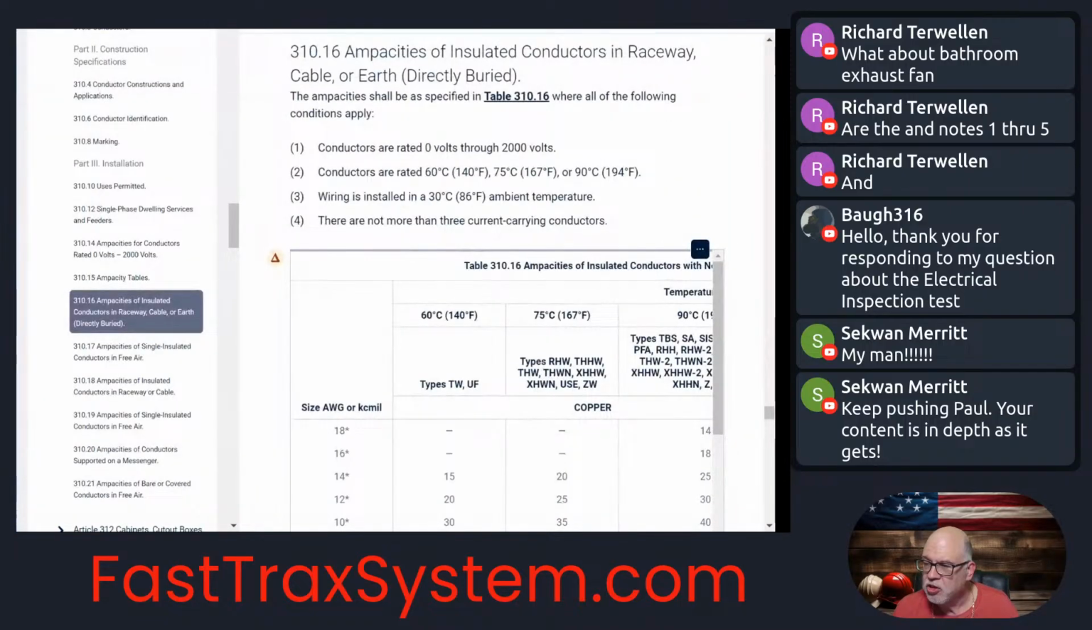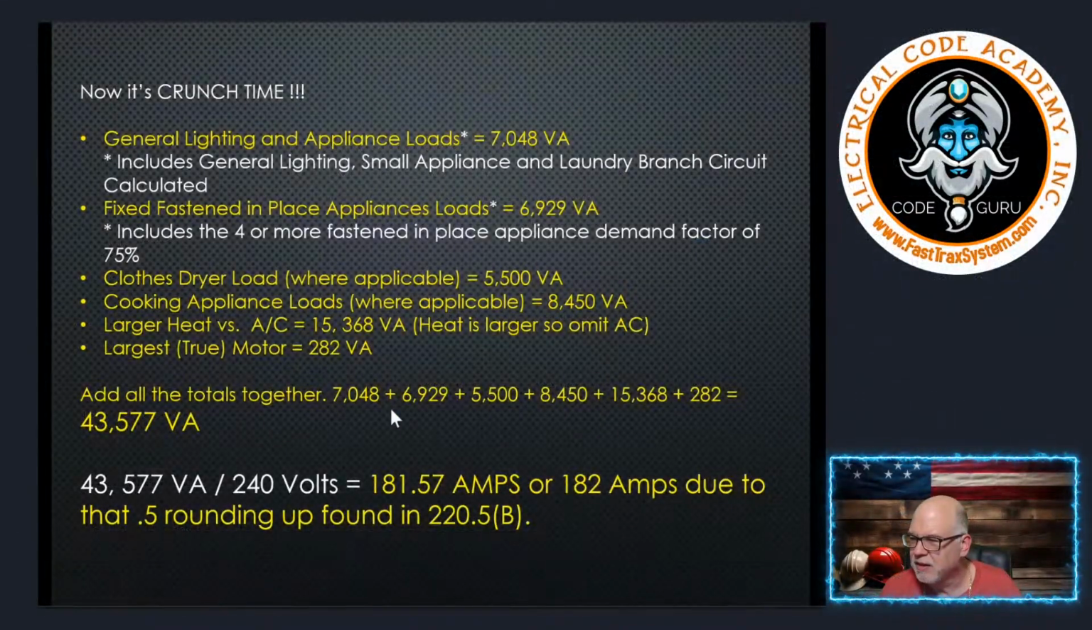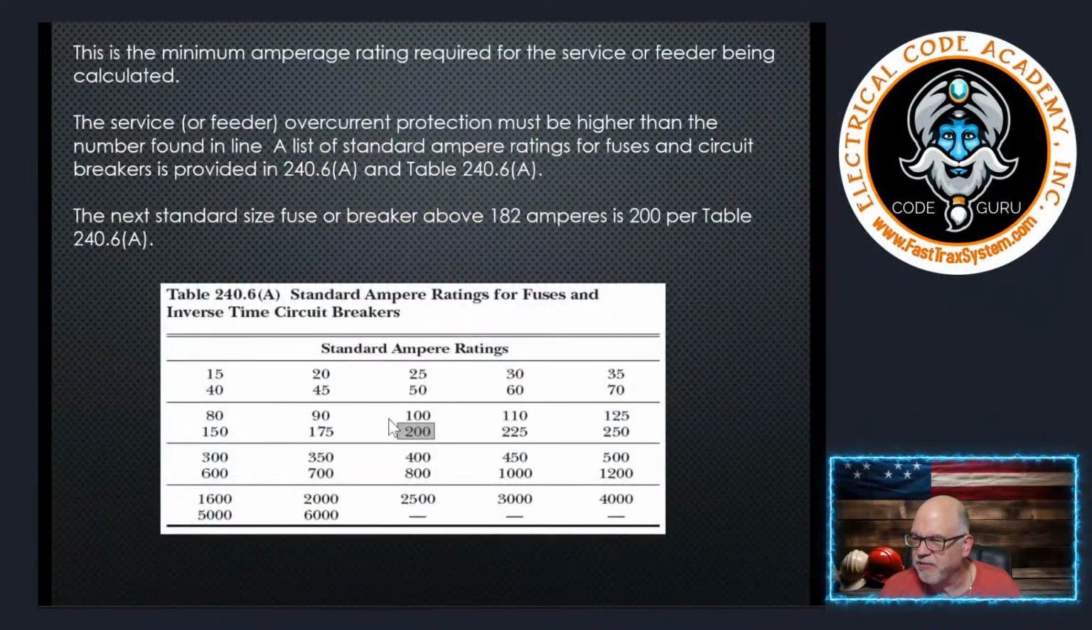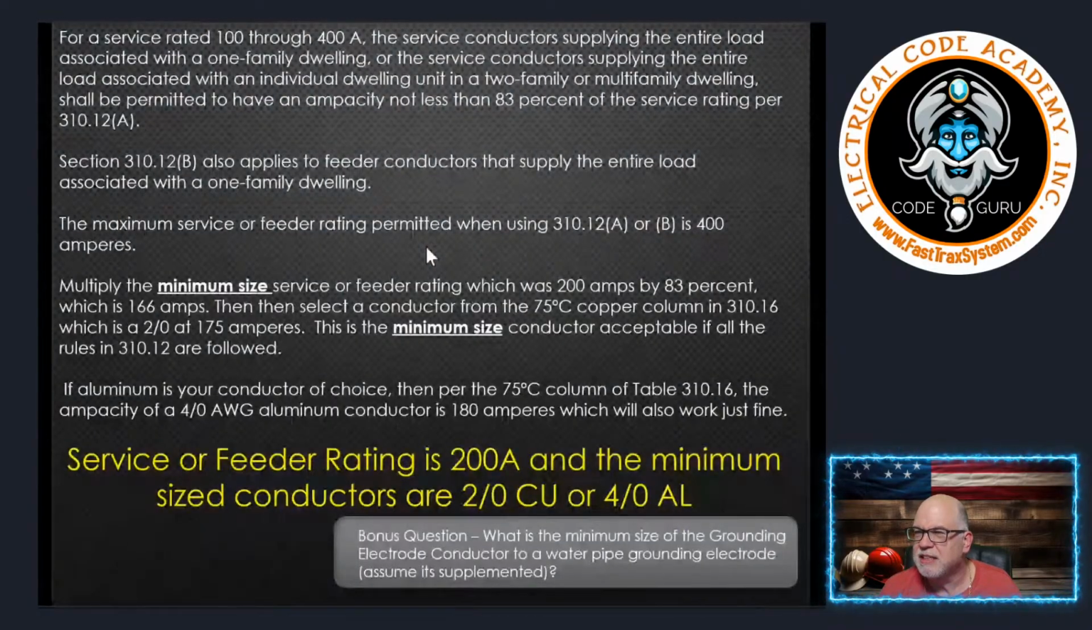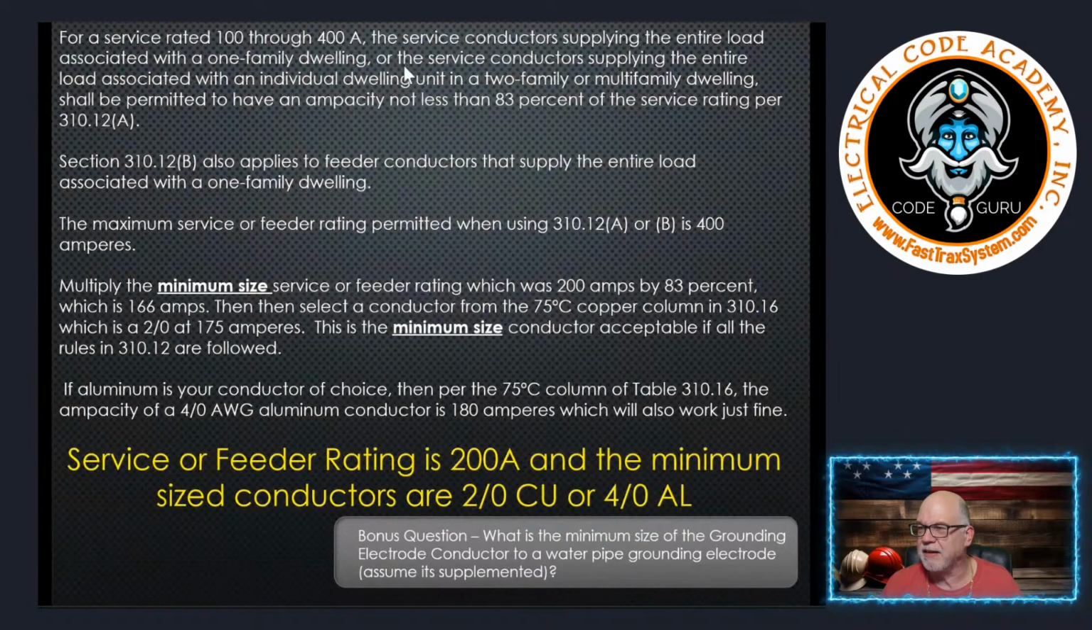All right, so in our situation here, we did it. We found this 200, okay? We had 182 amps, we're good to go. And we're applying it. And so it was 166 amps. We went and looked, okay? So in our case, it's a 2-aught copper or a 4-aught aluminum, okay?